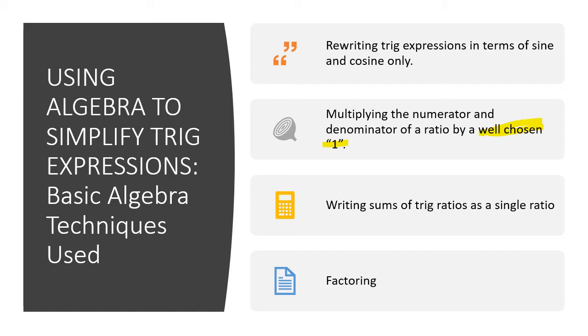Because when you multiply by 1, it doesn't change the value. It changes how it looks, but it doesn't change the value. Writing sums of trig ratios as a single ratio, and factoring. So these are some of the skills that we're going to have to utilize.